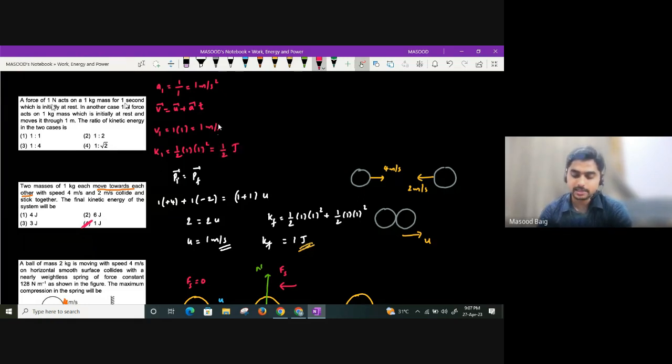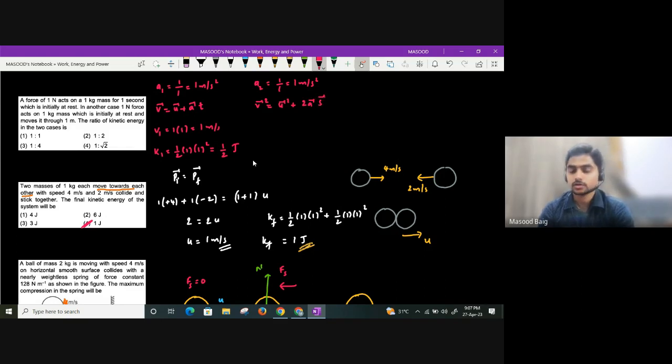In second case also, the same 1 Newton force is acting, so it will give an acceleration of 1 meter per second square. But here they have given it is moving the object through 1 meter. So I will be applying v bar square will be u bar square plus 2 a bar s bar, guys.